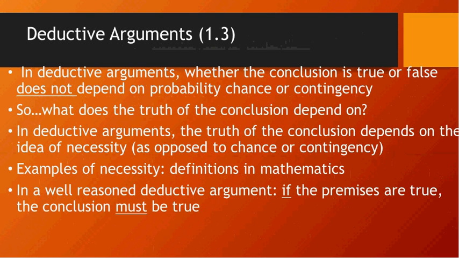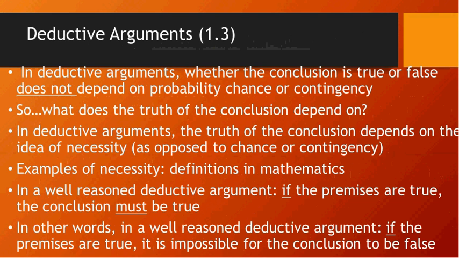Okay, so in order for us to understand how this works in deductive arguments, we have to know that in well-reasoned deductive arguments, if the premises are true, the conclusion must be true. And this idea that the conclusion must be true is that idea of necessity. Another way of saying this is that in a well-reasoned deductive argument, if the premises are true, it is impossible for the conclusion to be false. So this helps us understand the idea of necessity when it comes to arguments.